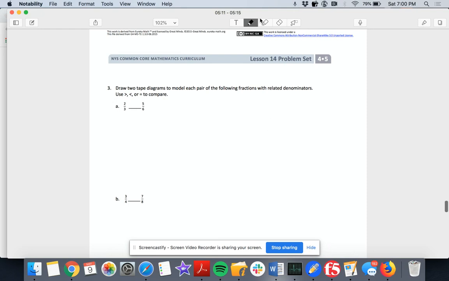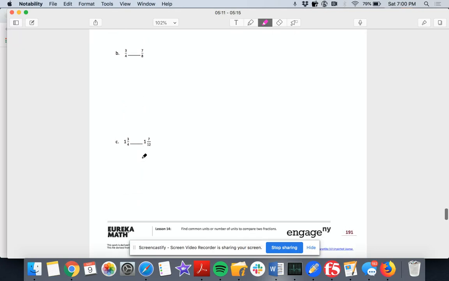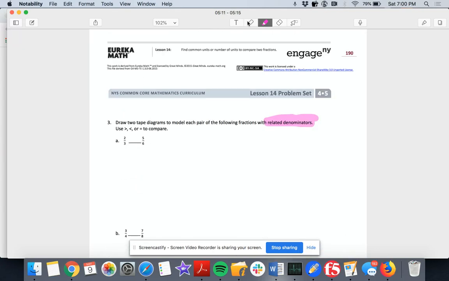Okay, 3. Draw 2 tape diagrams to model each pair of the following fractions with related denominators. So now we're moving into related denominators or equal denominators. Pretty simple stuff, especially because these denominators are multiples of each other, so we don't have to do any funky multiplication.